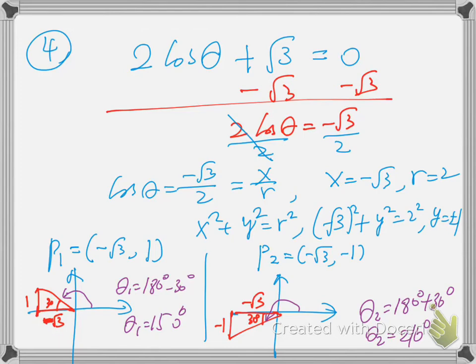So now the last case. The last case is a little bit more complicated, but it's very similar. Let's look at this equation, number 5: cosine 2 theta is 1 over 2. So there is the 2 theta inside. It's not cosine theta. This is 2 theta.